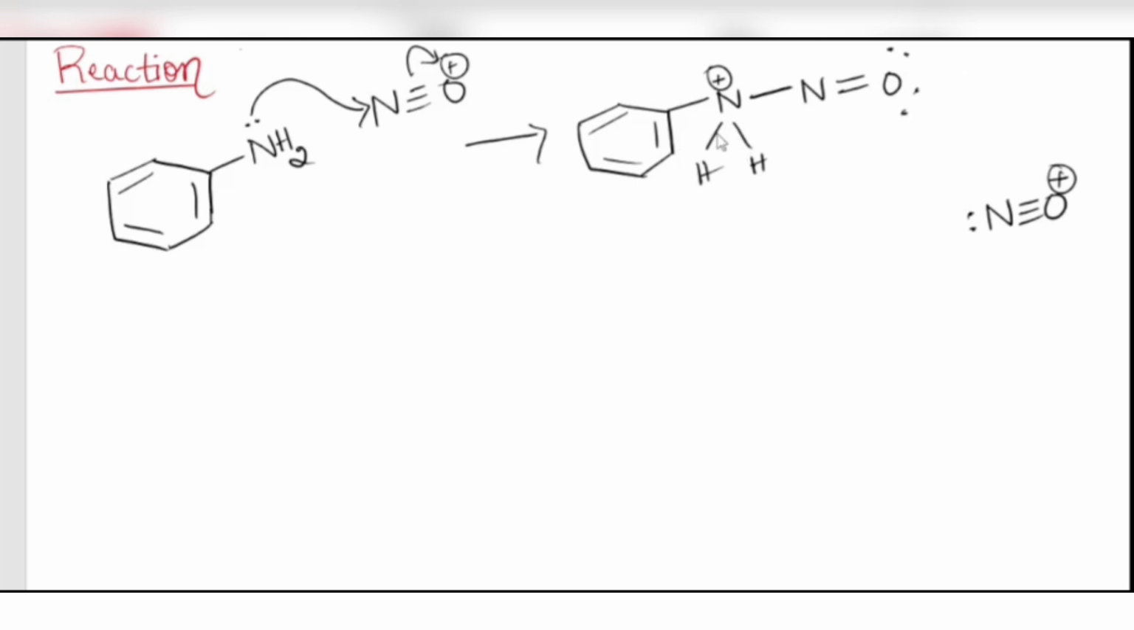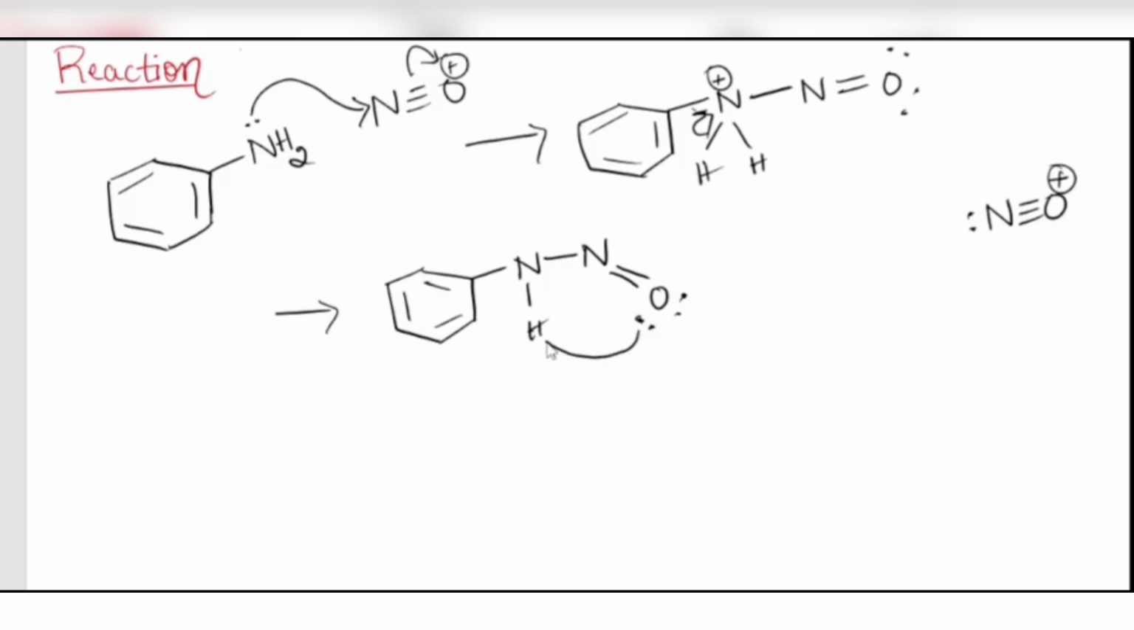Correct? Now what will happen is the positive charge on nitrogen will get neutralized, and finally we will get it like this. Here nitrogen and one hydrogen is there as it is, then nitrogen double bond O. Now this particular lone pair on oxygen will attack this particular hydrogen and it will get like this.